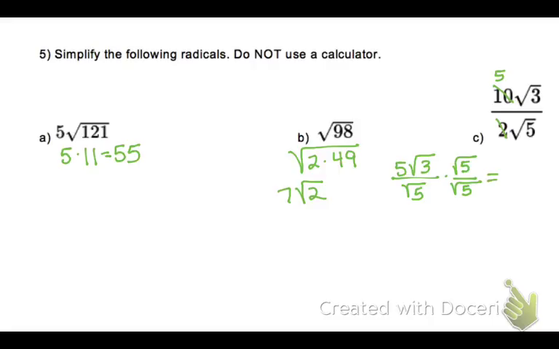And that's equal to 5 times the square root of 3 times 5, which is the square root of 15. And then the square root of 5 times the square root of 5 is just 5. We can cancel the 5 and we end up with the square root of 15, and that was your answer.